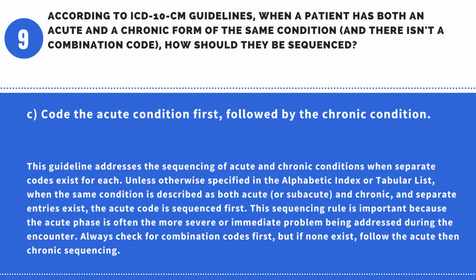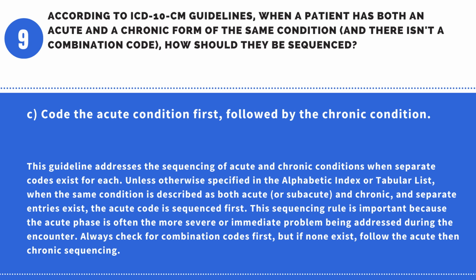Answer: C. Code the acute condition first, followed by the chronic condition. This guideline addresses the sequencing of acute and chronic conditions when separate codes exist for each. Unless otherwise specified in the alphabetic index or tabular list, when the same condition is described as both acute or subacute and chronic, and separate entries exist, the acute code is sequenced first.